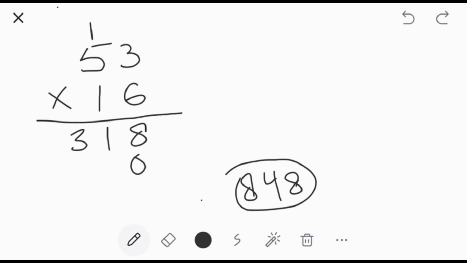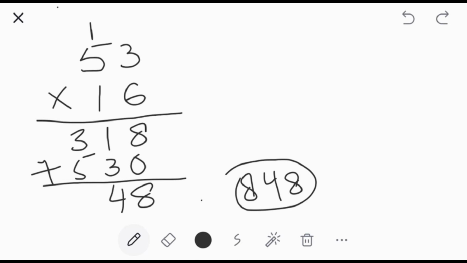So 1 threes are 3 and 1 fives are 5. I'm going to add these two numbers. 8 plus 0 is going to be 8. 3 plus 1, 4, and 5 plus 3 is going to give me 8. So 848. So both ways I reach the same number. Okay, so that's the solution. So that's how we're going to solve these questions using two different methods: expansion theorem as well as this method, double digit multiplication. Okay, now I'm going to solve the third question.